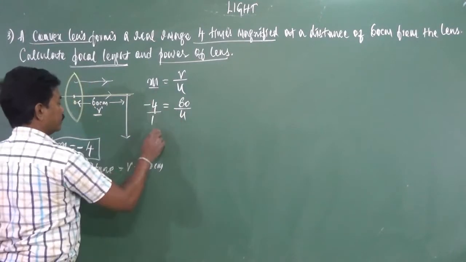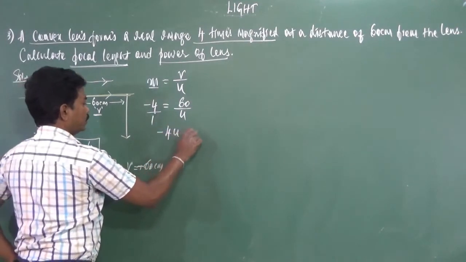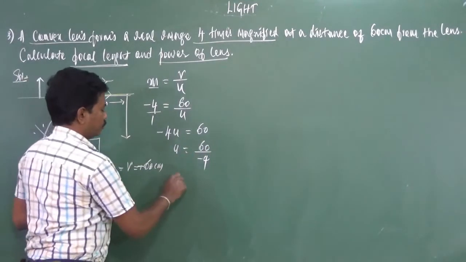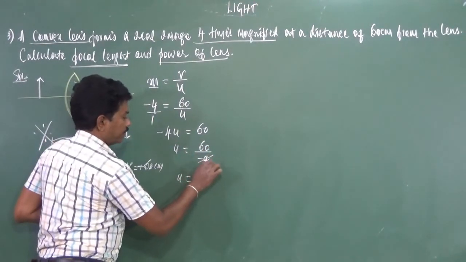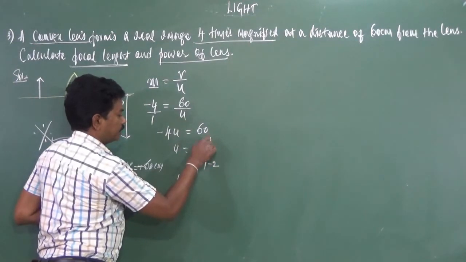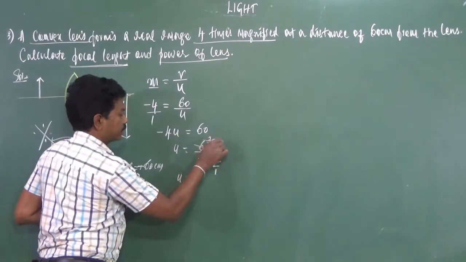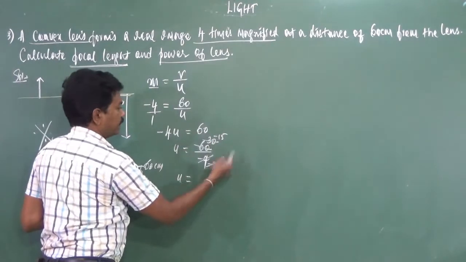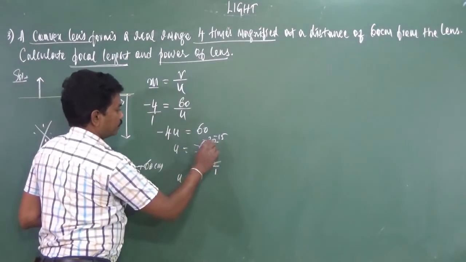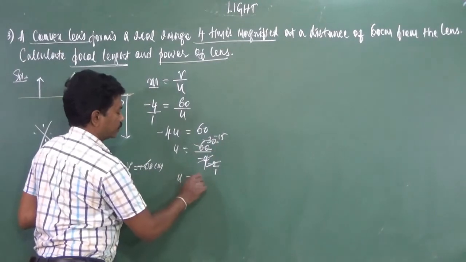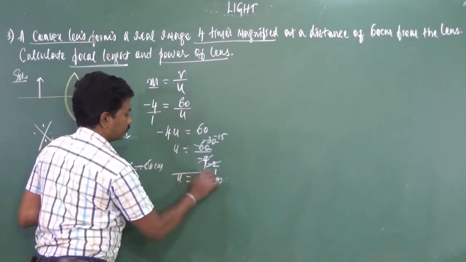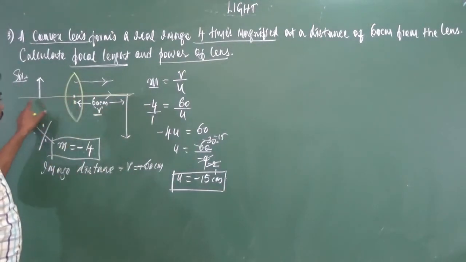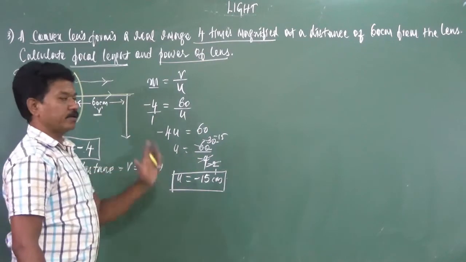So U into -4, that is -4U, is equal to 60. So U is equal to 60 by -4. 2 15s are 30, so U is equal to -15, and -2 into -15 is plus 30. So that is okay, right? So U is equal to -15 centimeters. So what is the object distance? The object distance here is -15 centimeters. U is equal to -15, we have got, right?